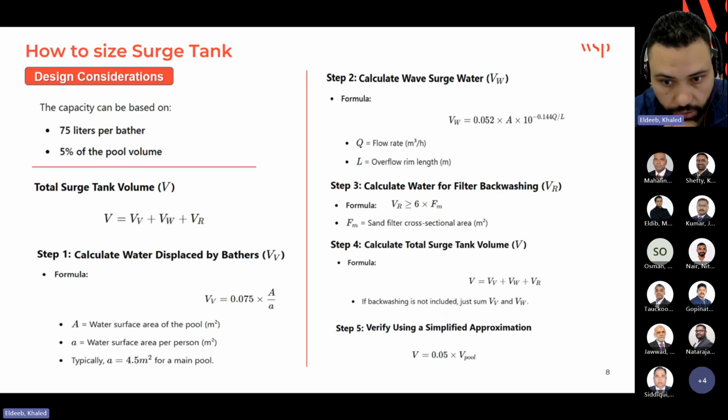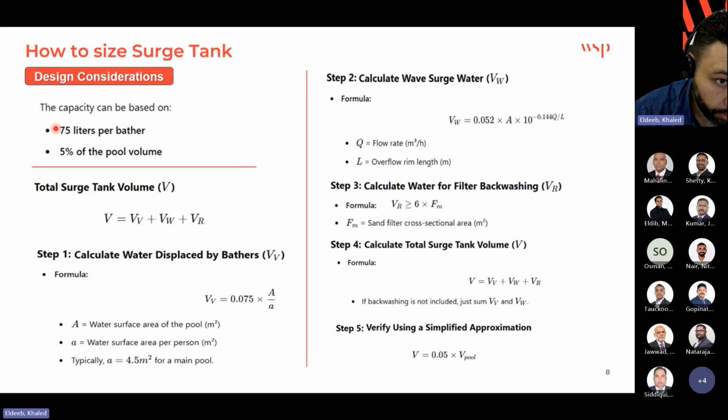So the equation used on the screen here is a combination of empirical data and the recommended percentages found in multiple references in different design books. Let's see how to calculate it. We can calculate this tank based on two concepts: either 50% of the pool volume, or the bather or swimmer displacement volume, and whichever is bigger, we use it to be on the safe side. This equation is a combination of three things. We are going to show them one by one.